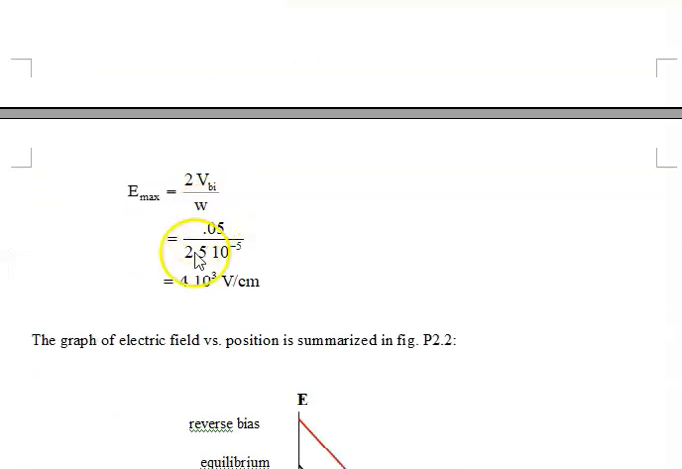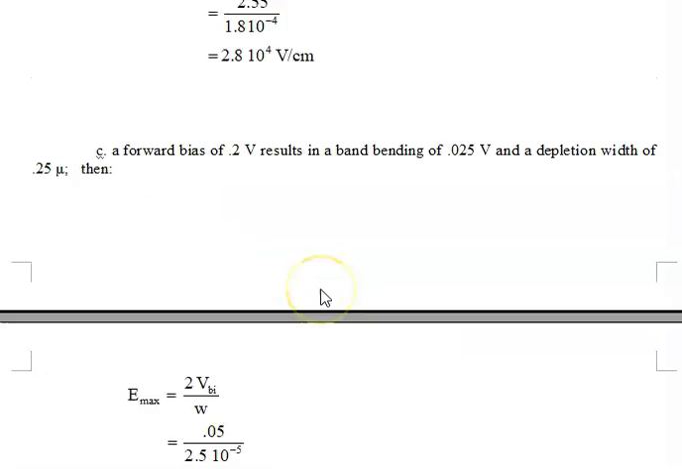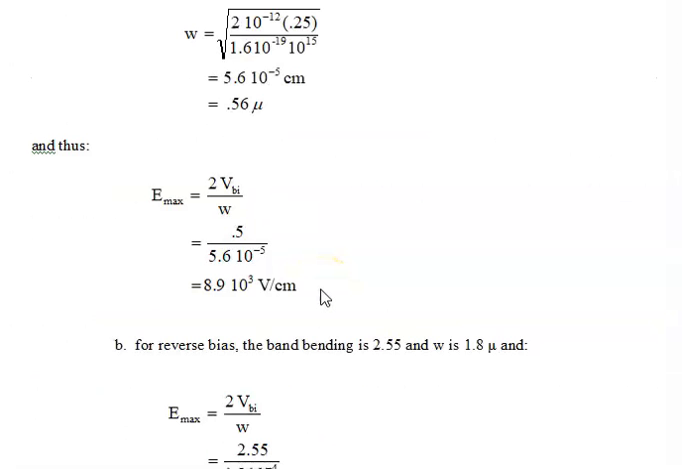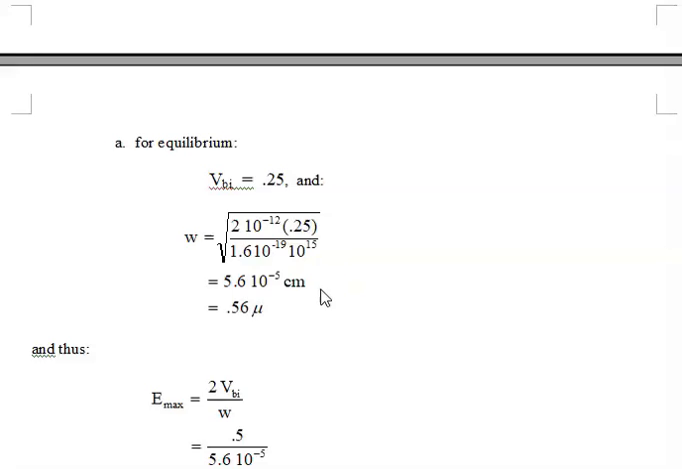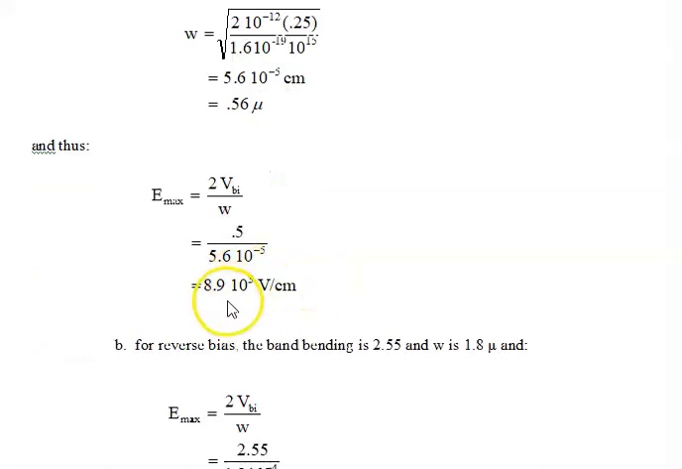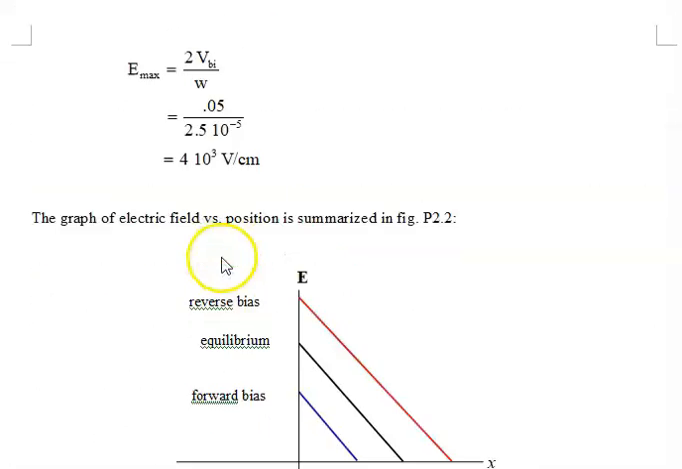So we put all those things in and we find a relatively small E max of 4 times 10 to the 3rd as compared to the equilibrium of 8.9. So it's quite a bit smaller.